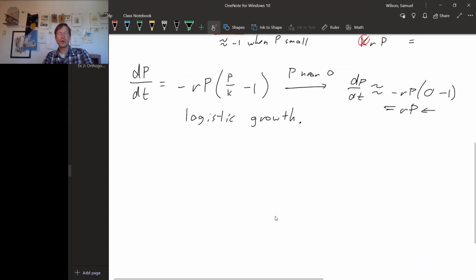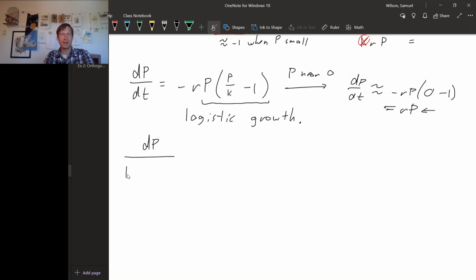Okay, so now that we have this differential equation, let's solve it and see what we get. It is an autonomous equation, so we should be able to solve this treating it as a separable equation, because every autonomous equation is separable. So let's go ahead and separate our variables. So dp over, I'm going to divide by p times this factor here. So I get p times (p over k minus 1) equals minus r dt.